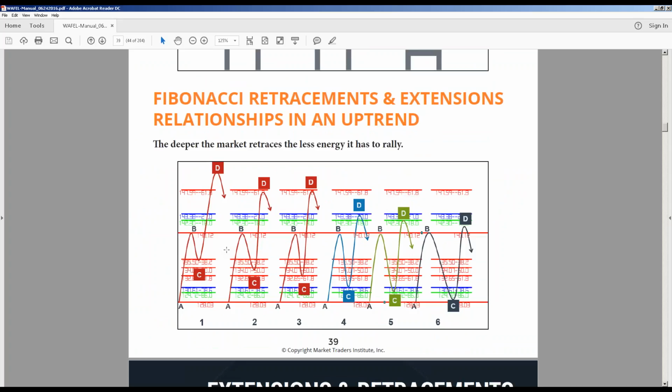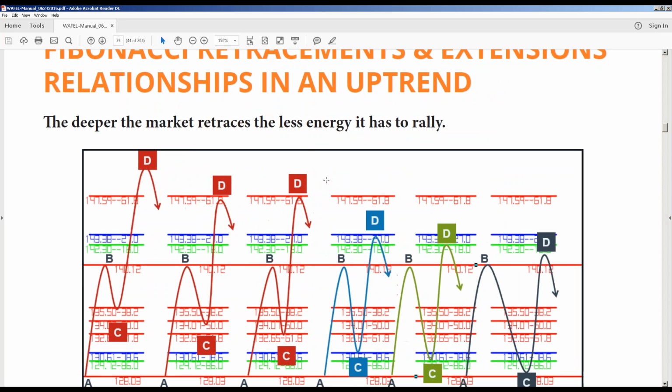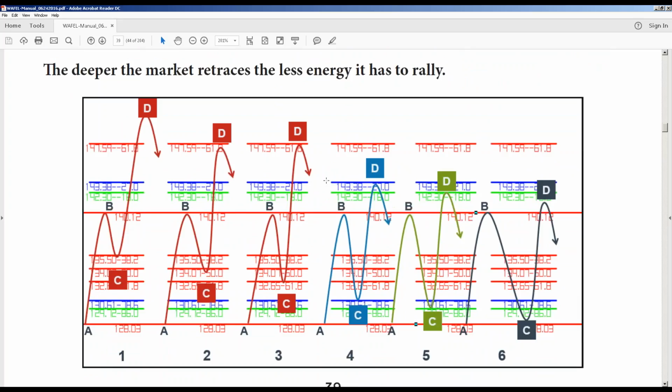Now here's some Fibonacci retracements and extension relationships in an uptrend. Now the deeper the market retraces, the less energy it has to rally. And that's what I just explained. Here we have an AB boundary. The market retraces to the 382, and then the D extension will be the 1.618.